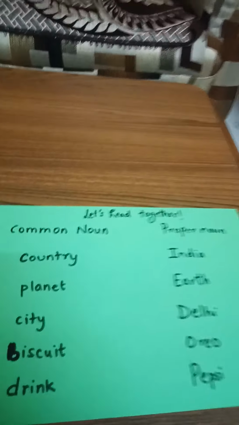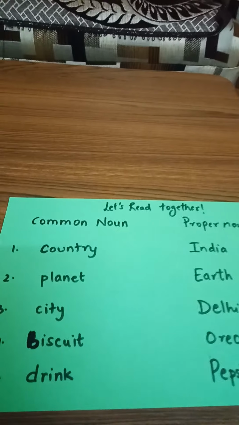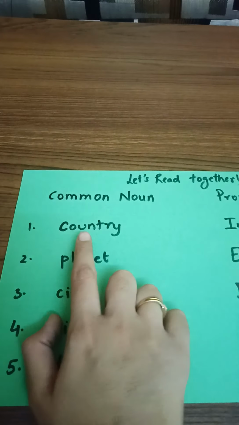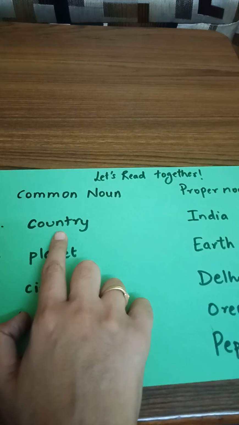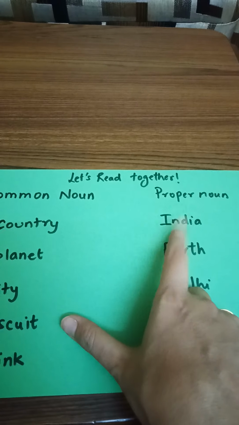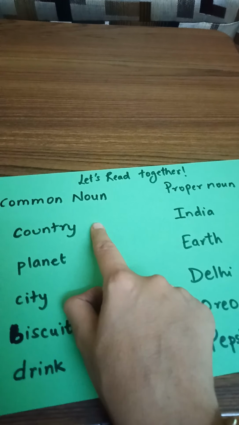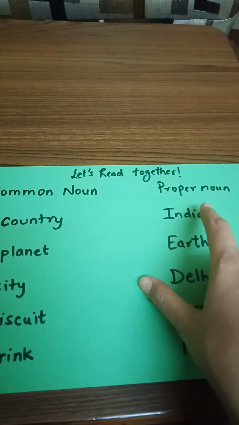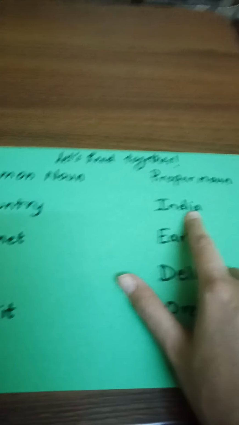Now let's do some activity. Let's read together. On one side I have given common nouns and on the other I have given proper nouns. If I say country, then you can think of any country, England, India, any country you want. But if I say India, you will think of India only. So country is a common noun that lets you think about anything related to it, and India is a proper noun that does not allow you to think beyond it.